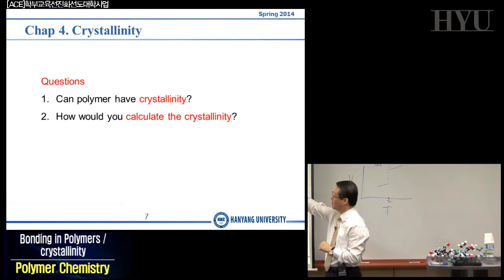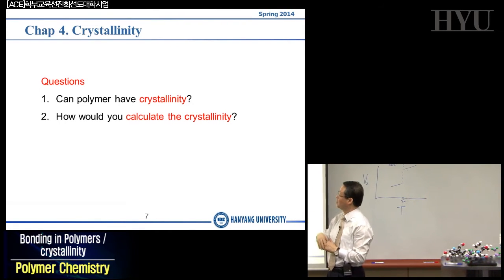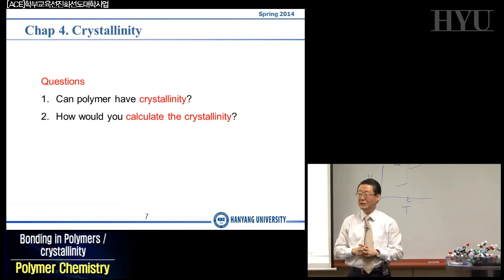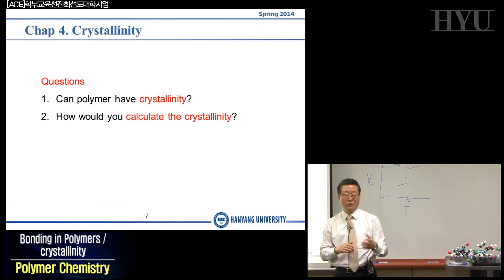And we can also calculate the crystallinity. The important term is the degree of crystallinity: how many percent of your polymer is crystalline, and the rest of it is, of course, amorphous. So if the crystallinity is 60%, then 40% is automatically amorphous.